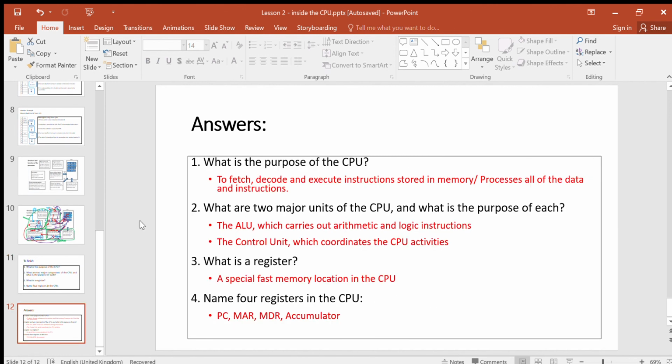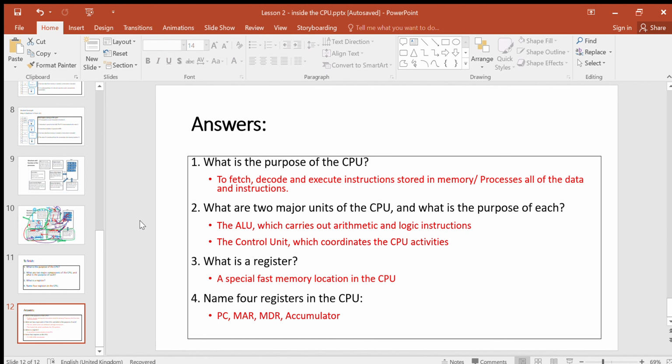So, let's go through the answers. The purpose of the CPU is to fetch, decode and execute the instructions stored in memory. Remember, we talked about this in the previous video. There are other definitions that would also get you the marks, such as processes all the data instructions. The 2 major units within the CPU are the ALU and the control unit. We know the ALU carries out the arithmetic and logic instructions, whereas the control unit coordinates the CPU activities.